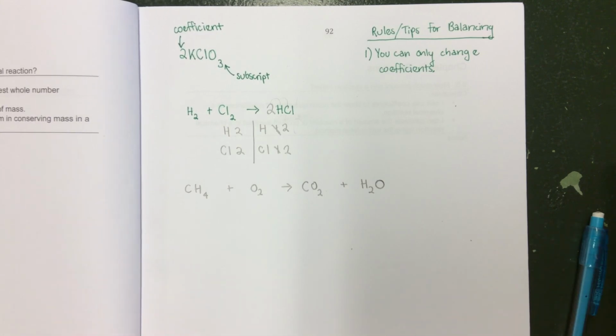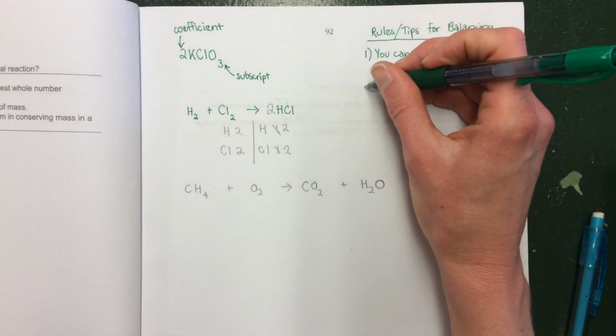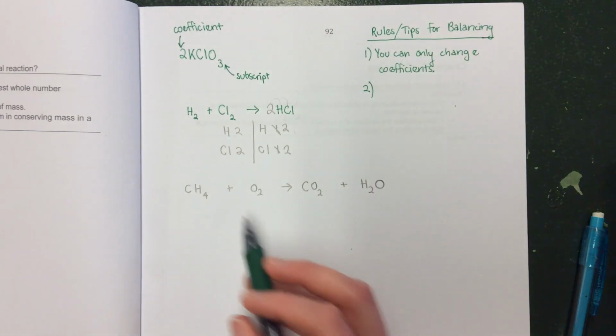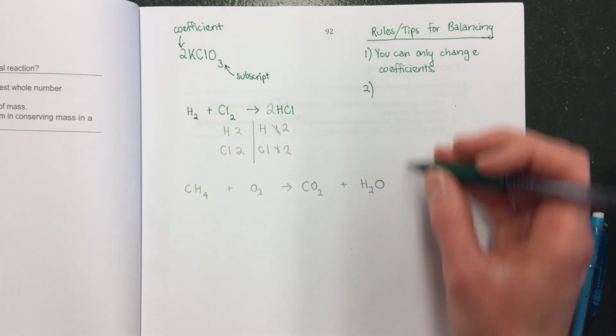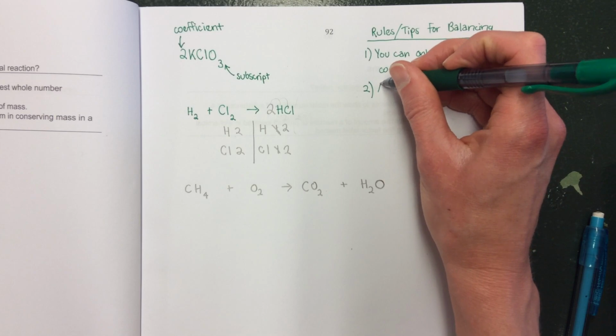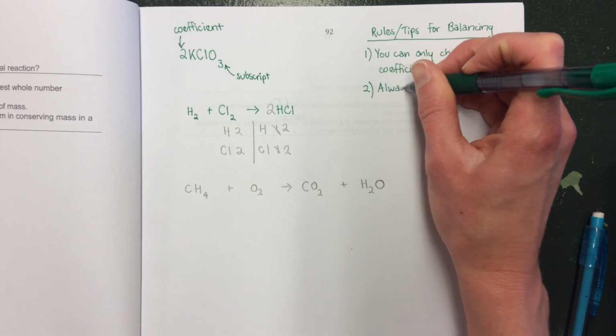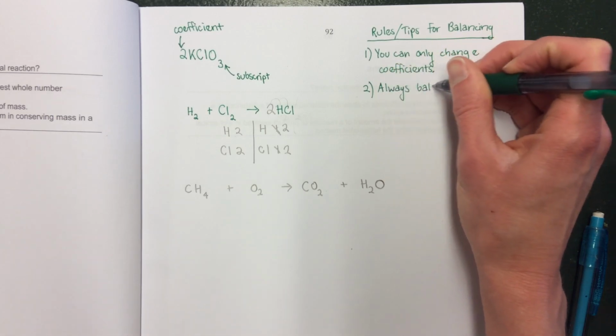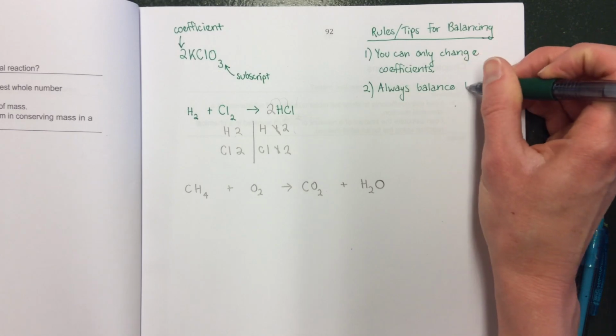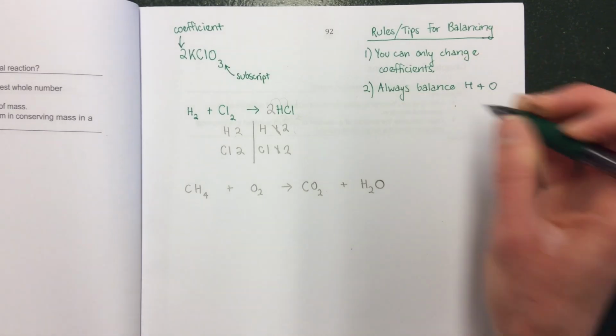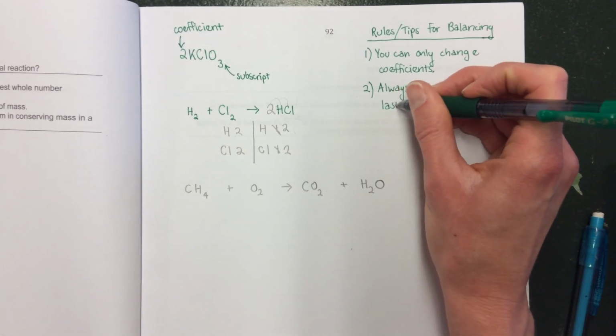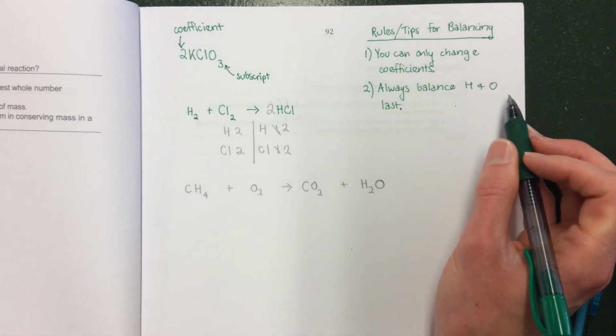Before we balance this one, I want to give you a tip. This one is just a tip. Highly recommend it though. Whenever you have hydrogen and oxygen in your equation, you should always balance them last. It's just going to work out better if you do that. Always balance hydrogen and oxygen last. And in that order, you want to balance everything and then hydrogen and then oxygen.